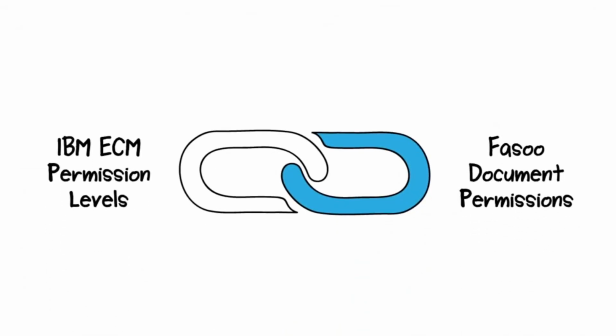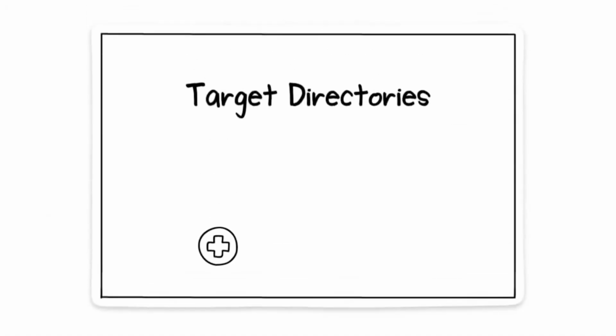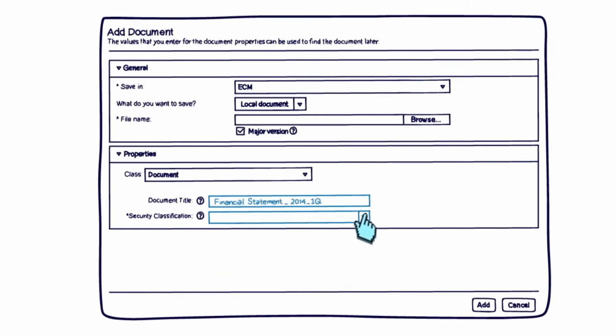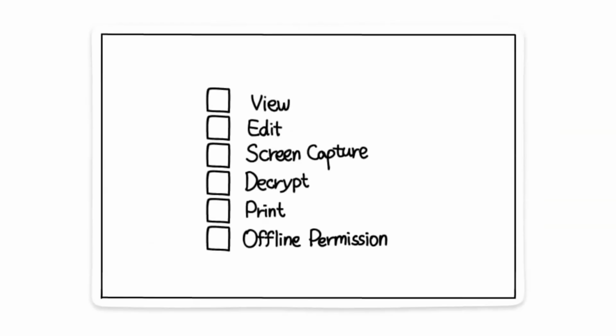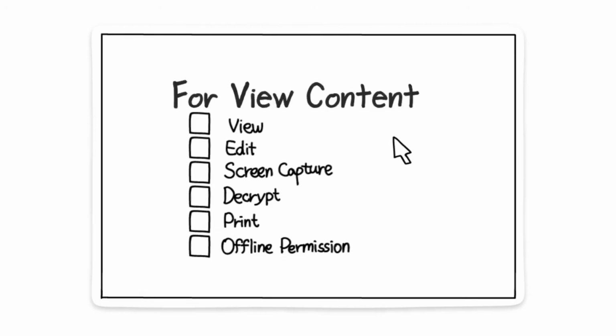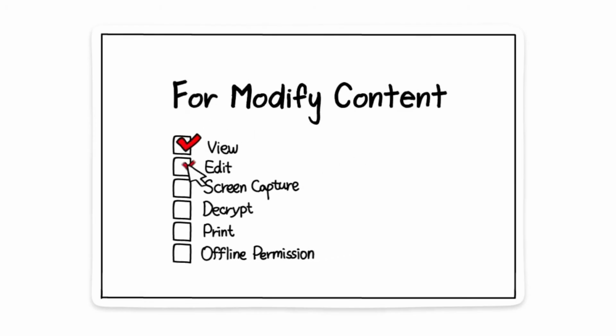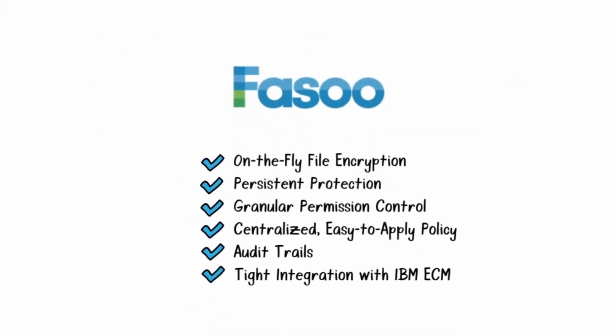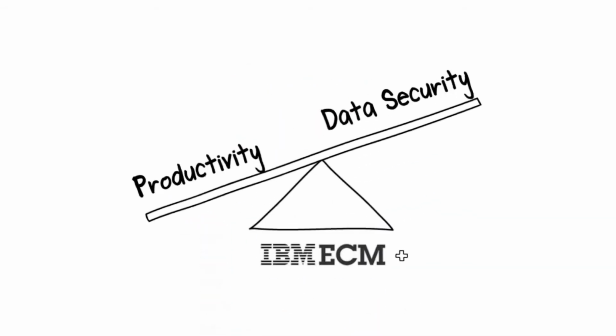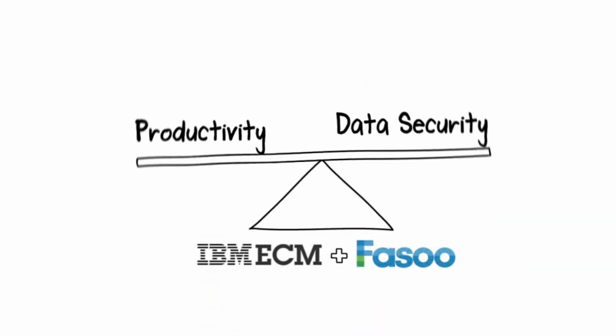How about policy setting? It's very easy and simple to set up the Fasoo policies for IBM ECM. Administrators can specify a target directory for encryption, and files with predefined security classifications under the directory will be encrypted automatically. Instead of setting up a separate Fasoo policy to ECM files or folders, administrators can map any combination of document permissions, like view, edit, print, or capture, to the existing ECM permissions, such as view content, modify content, or owner control. Using data-centric security features, Fasoo enhances the security of ECM and improves productivity by protecting your most important information at all times.